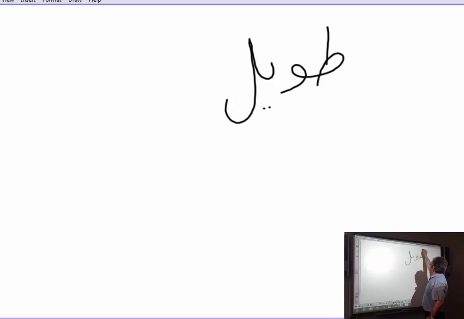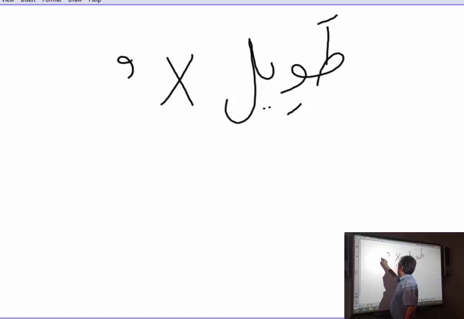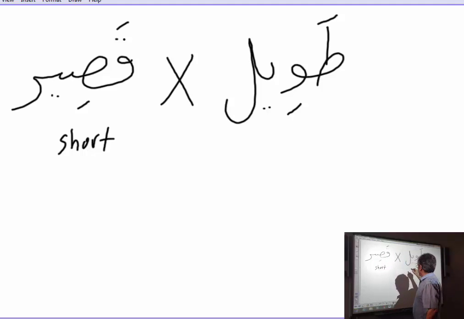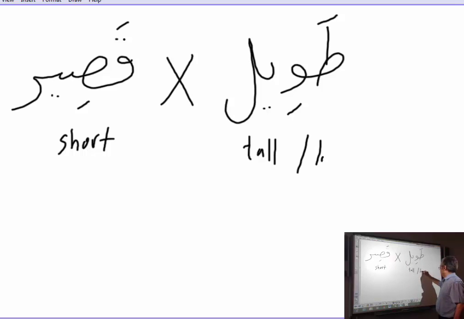So let us take some more adjectives. Maybe you can read that word. How do I read it? طويل. And I can take this word. How do I read this one? قصير. قصير is short, and طويل is tall, and sometimes also long. We can take كبير, صغير, طويل, قصير.